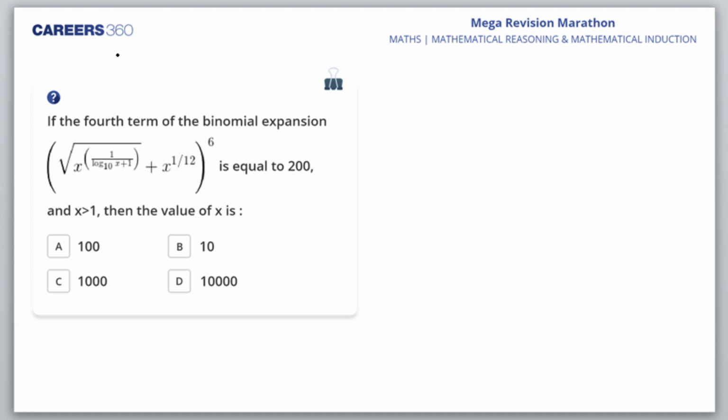4th term. How would you find the 4th term? 4th term would be, you'll write 3 plus 1. Am I right? That's how you write the 4th term. 6C3. And what this would contain?